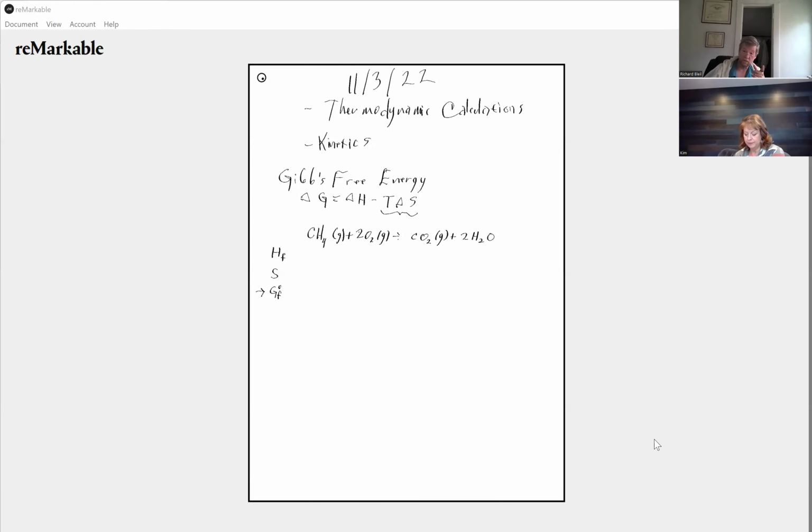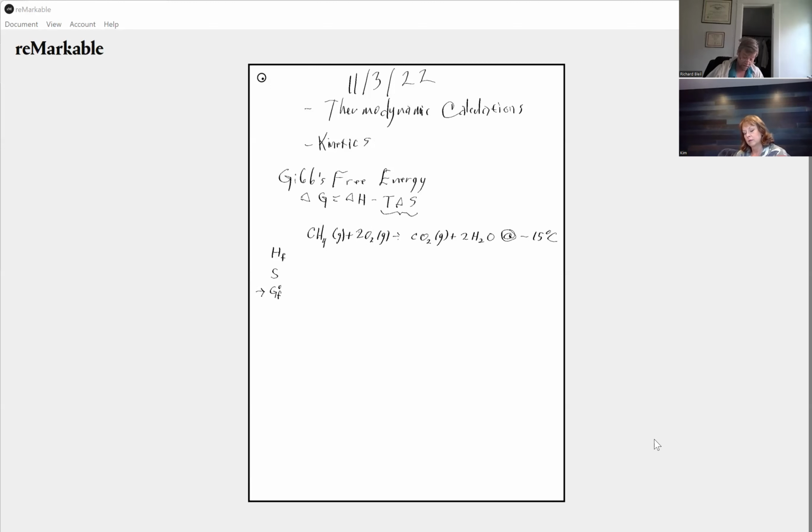The problem is I want to use this as heating fuel. So I want to know if this reaction is spontaneous at, let's say, 15 degrees Celsius below zero. Is it still spontaneous at a very, very, very cold temperature?